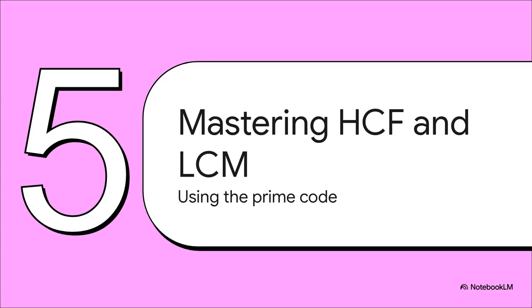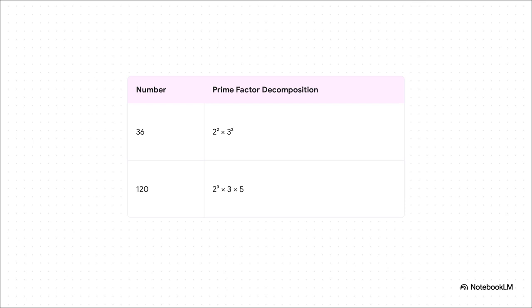So, what was the point of all that? Well, here comes the big payoff. Knowing this prime factor code makes finding the highest common factor and the lowest common multiple, which are classic exam questions, incredibly simple. Let's say the question asks for the HCF and LCM of 36 and 120. Step 1 is to do a factor tree for each number to find their prime codes. So, 36 becomes 2 squared times 3 squared, and 120 becomes 2 cubed times 3 times 5.